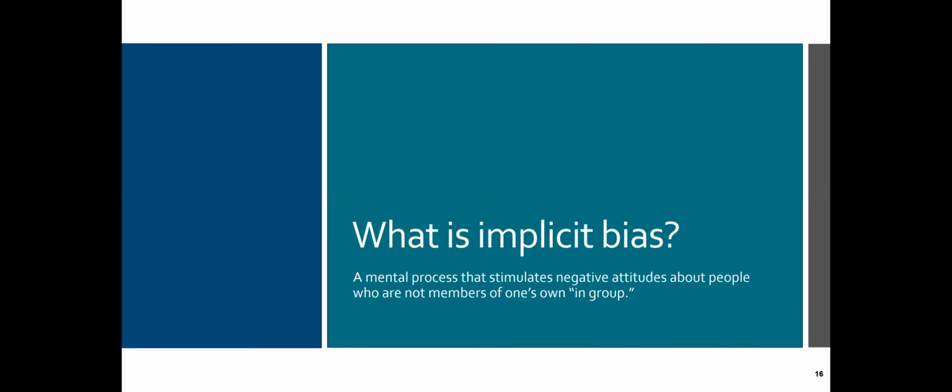So, we talked briefly about bias, and I want to just highlight what is implicit bias. That's a term that's thrown around a lot. And so, as we consider how to define it, it's typically a mental process that stimulates negative attitudes about people who are not members of one's own in group. And I often share the example, when we think of in group, that we're thinking of potentially something as simple as where we went to school.